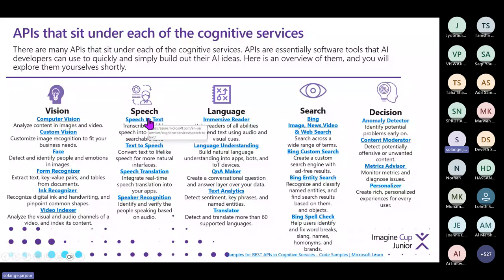Now, speech. I will use speech to text. It will take my voice and change it to a text. Text to speech. It will read aloud all these words. For example, this is text to speech. Speech translation. It will translate my speech to different languages. Speaker recognition is what we mentioned as well. It will identify a specific person who is talking.